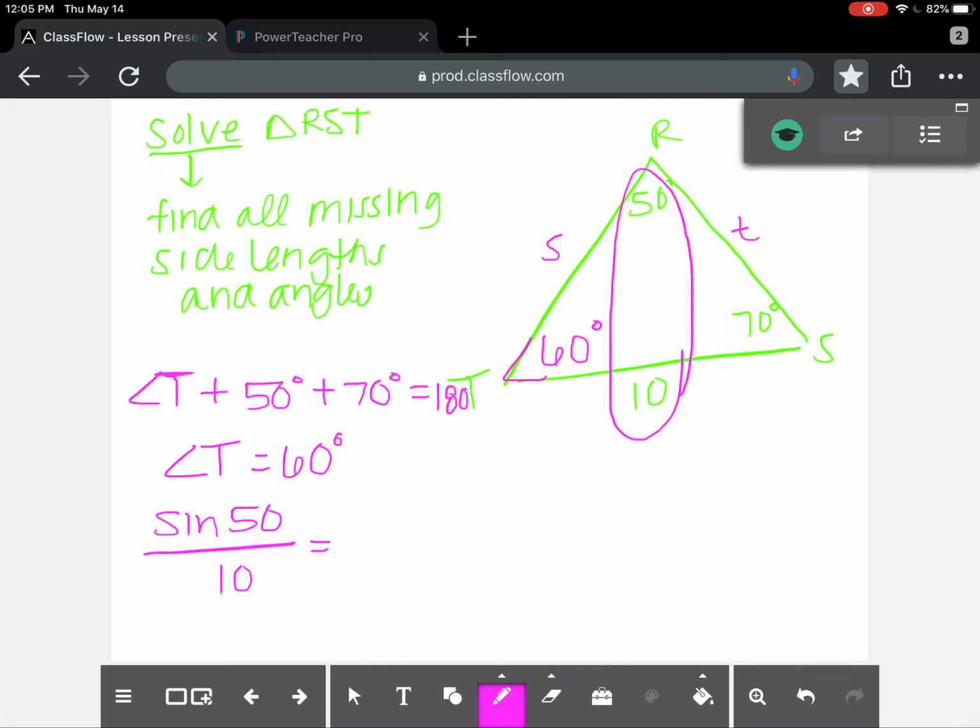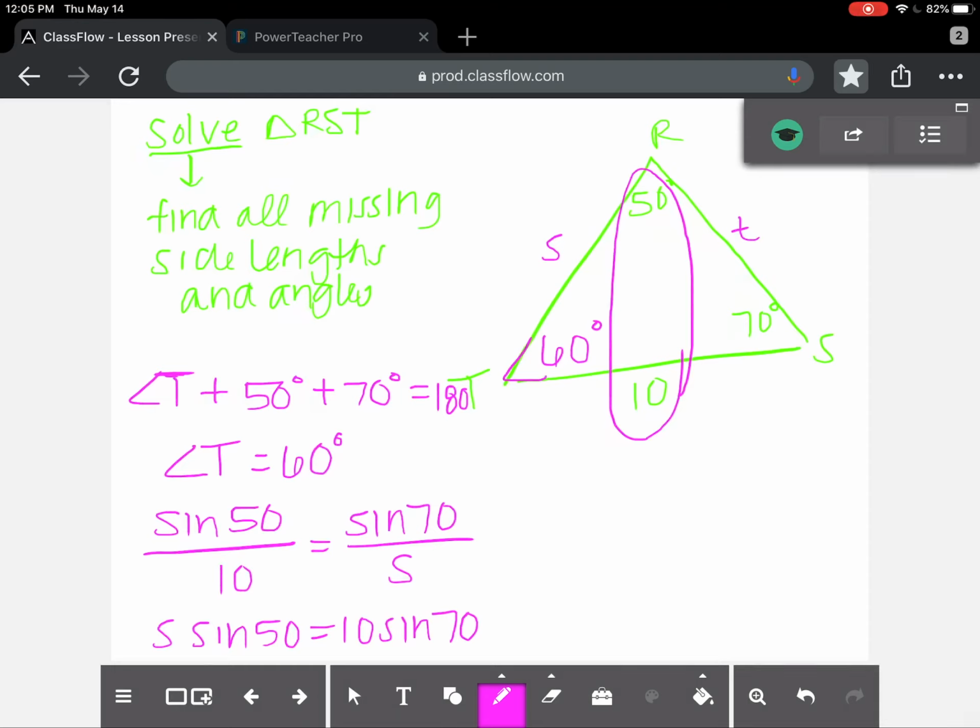What angle measure do I have that I also have its opposite side length? That would be R. So I can say sine of 50 degrees, which is my angle measure R, over 10 equals, and now I can look for either little s or little t, because those are the two things I'm missing, and I can find either of them first because I have both of their opposite angles. So I'm going to find side length S first.